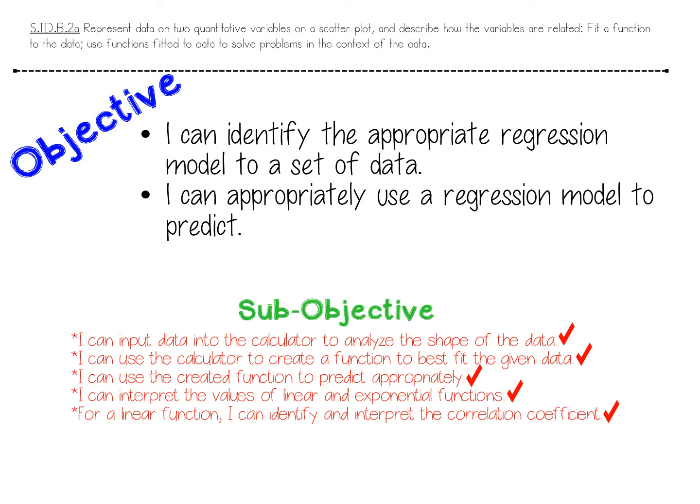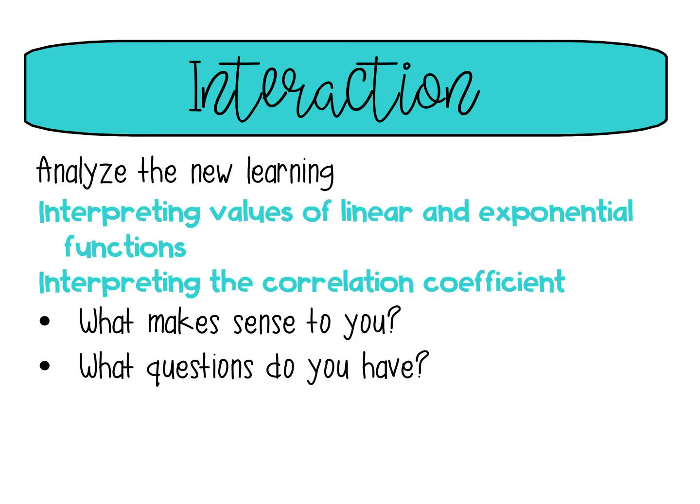All right, we have done all of our objectives. Go ahead and look through these sub-objectives, see what makes sense, see where you're at, and I want you to have an interaction. The two things we've done since our last one are interpreting values of linear and exponential functions, so what y equals, what x equals, what the numbers equal, and then interpreting the correlation coefficient, that R value. What makes sense to you? What questions do you have?